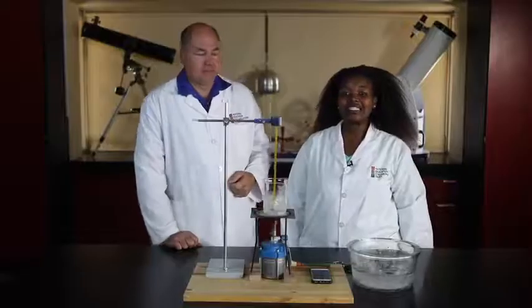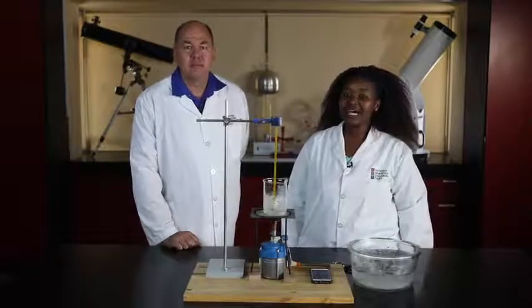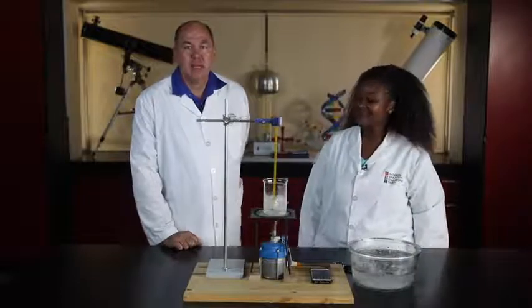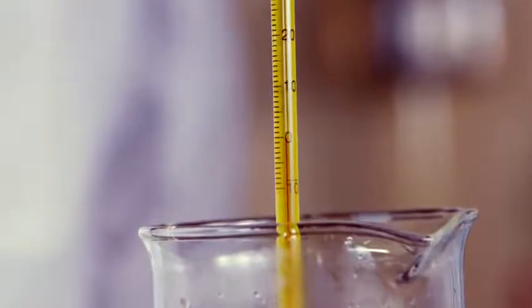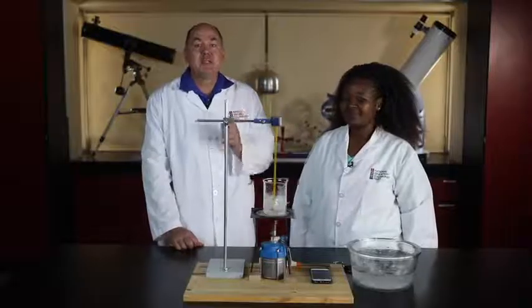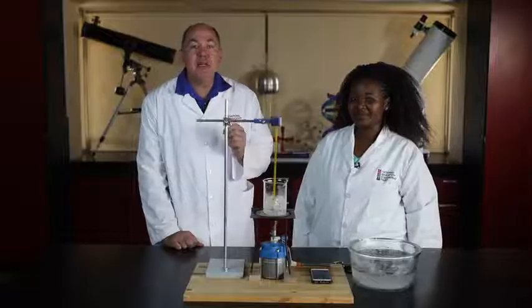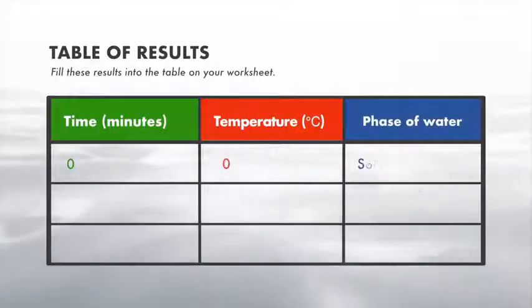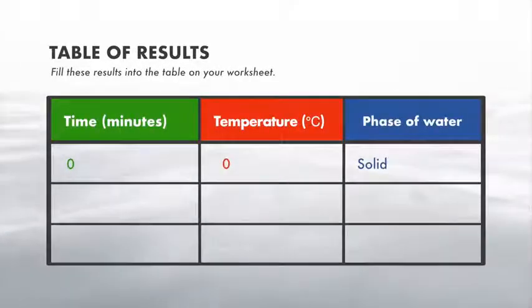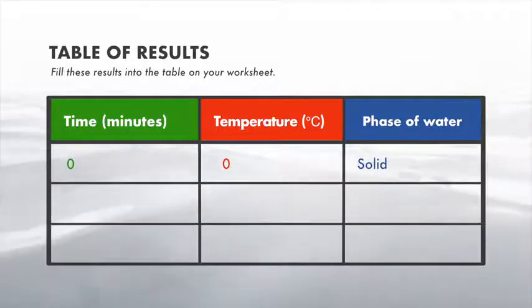The apparatus is set up and ready. We start by measuring the temperature of the crushed ice before we begin heating it. The temperature of the crushed ice is 0 degrees Celsius. This result is at time equals 0 minutes, and the phase of water is solid. Fill these results into the table of your worksheet. We will help you with the first set of readings, but hereafter you need to pay attention to what we're doing and to record the results by yourself.